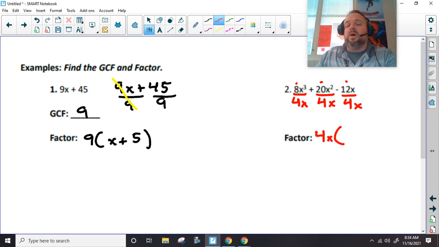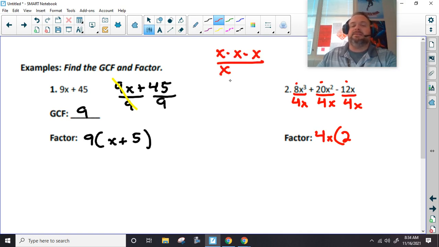What is 8 divided by 4? 2. These are what's left over after we divide by our GCF. This is x to the third divided by x. Well, how many of those will cancel? 1. This is like subtracting. If I have 3 on top and 1 on the bottom, 1 will cancel, leaving me 2 on top.